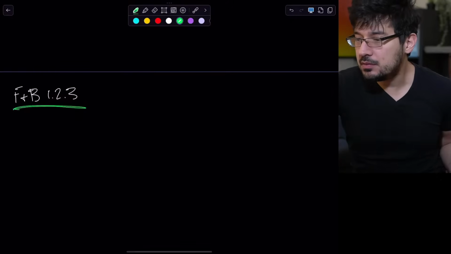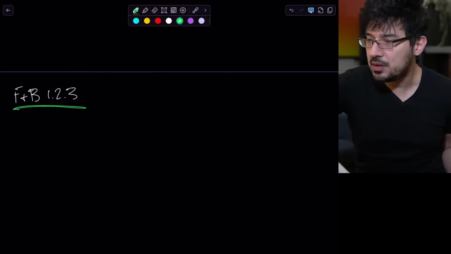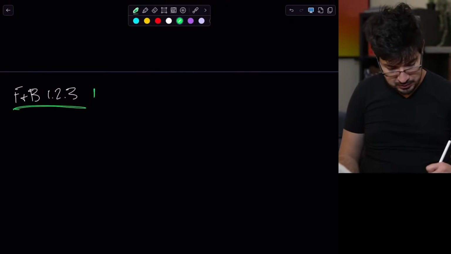Fraleigh and Beauregard 1.2.3. What is this problem about? 1.2.3, the norm and the dot product. This is about the norm and the dot product.